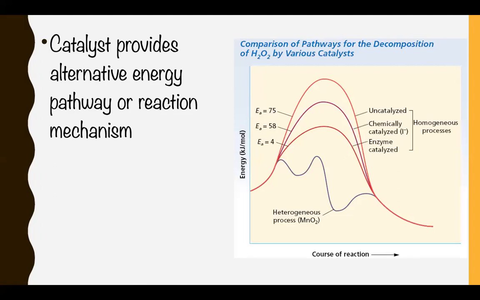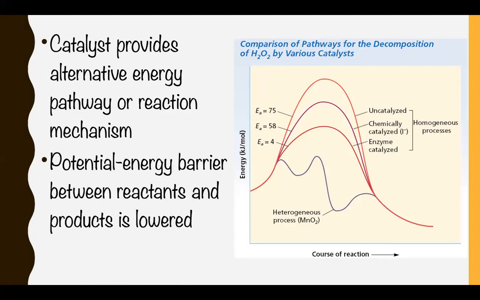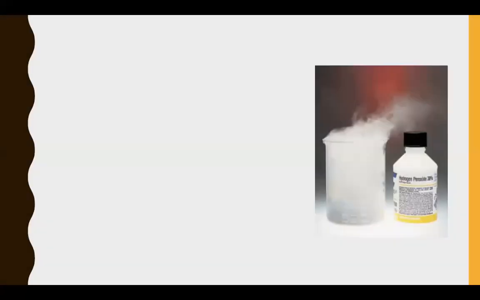Reaction mechanism was that thing that I talked about in the very beginning. So let's say if uncatalyzed, your reaction mechanism includes 4 steps, but with a catalyst, it goes down to 2 steps. That obviously would take less time. So the potential energy barrier between reactants and products is lowered.